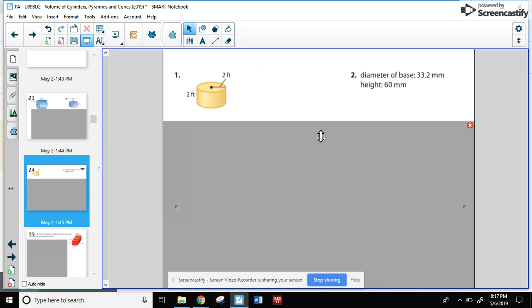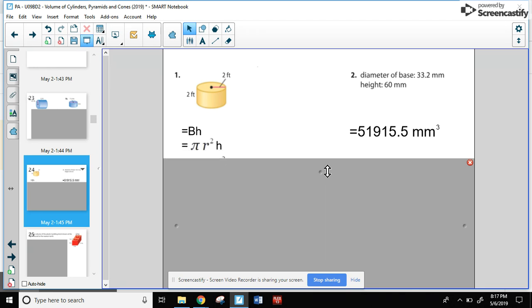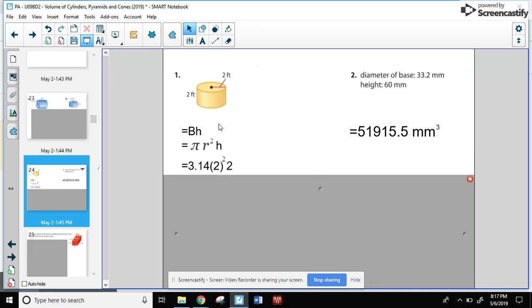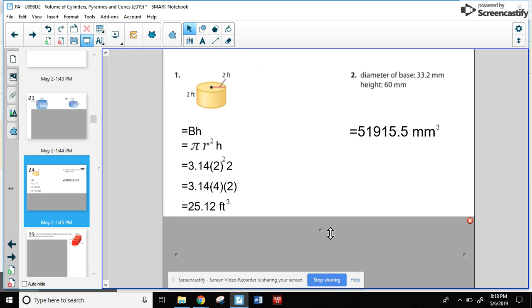Okay, hopefully you're back and you hit pause, crossing my fingers. So I did base times height, pi r squared H, 3.14 times 2 squared times 2. And I know 2 squared is 4, that's easy peasy. And then I end up with 4 times 2 is 8, 8 times 3.14 is 25.12 feet cubed.